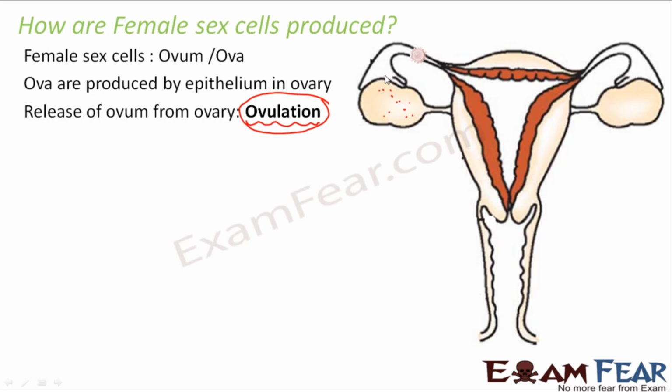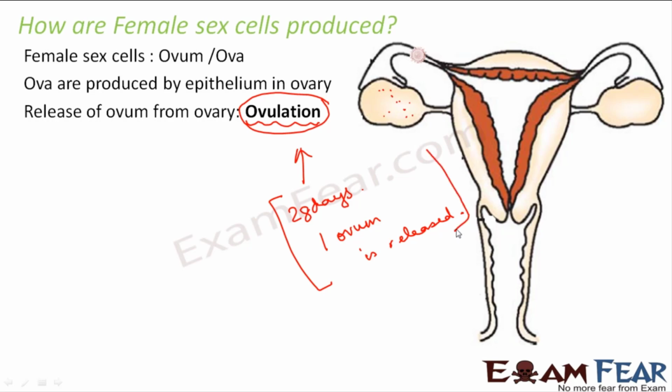So it is seen that one matured egg is released from either of the ovaries every 28 days. So this process of ovulation will happen every 28 days. That means every 28 days, one ovum is released. So every 28 days, ovulation will take place inside the body of a female. So this is how female sex cells will be produced.